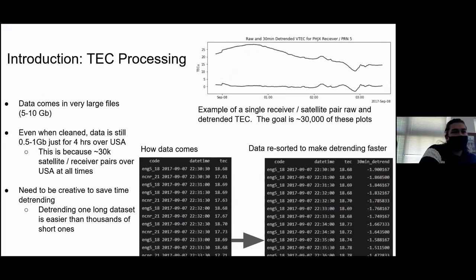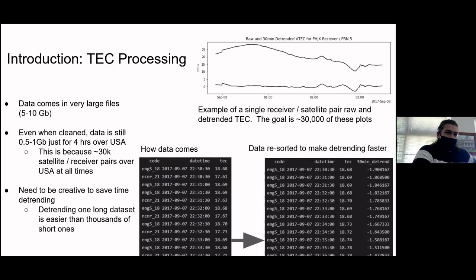And if each one, like this plot, took maybe 5 to 10 seconds to make, if you multiply that by 30,000, quickly you're going to be spending a lot of time running the code. And the data files come like 10 gigabytes. It becomes the whole world for one day, a ton of data. And then you clean it, everything goes out to like 6 decimal points. You clean it, but even then, it's still like half a gigabyte or 1 gigabyte just for 4 hours over the US. And again, that's because there's like 30,000 individual satellite receiver pairs at any one time. So every 30 seconds, you get 30,000 more data points.